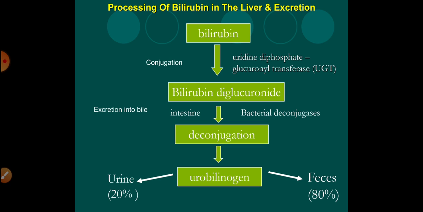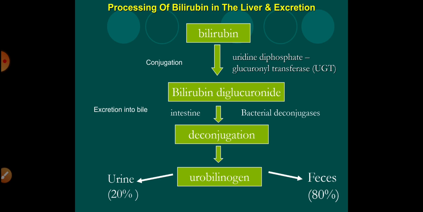The bilirubin, which is formed by the mononuclear cells, will be released into the circulation. The bilirubin will bind with the albumin and will be taken up by the hepatocytes. The bilirubin in the blood bound to the albumin is not water soluble. It is fat soluble, not water soluble. So whenever there is increased concentration of bilirubin in the blood, it cannot be filtered by the glomeruli and it is not excreted in the urine.